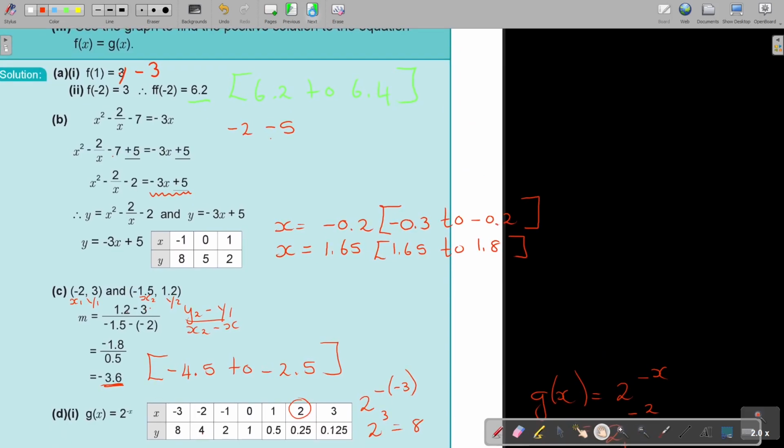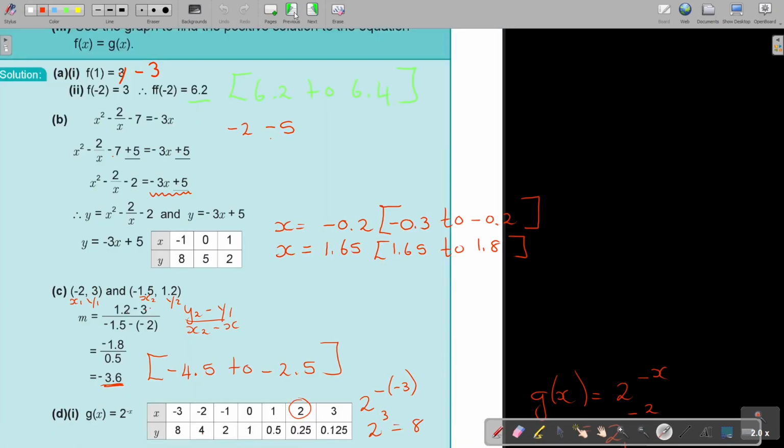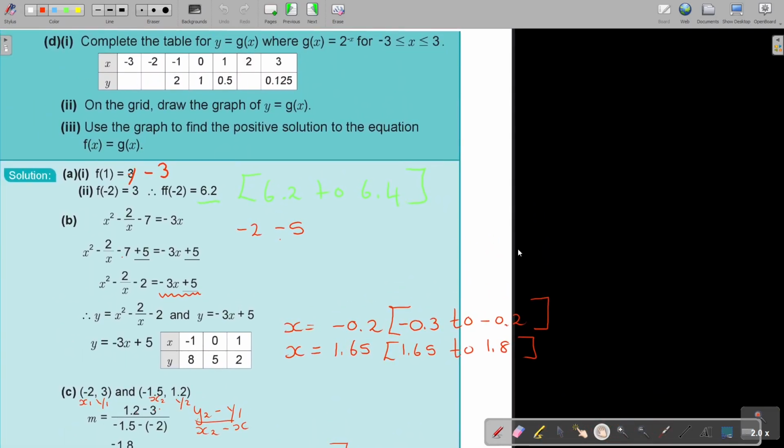So let's just see the graph. Basically, I just mark all my points because it was given in the table. Then through all those points, I just draw my exponential function, and it's a negative one. Then they continue and say, use your graph to find the positive solution to the equation. So they only want the positive where the two intersect.